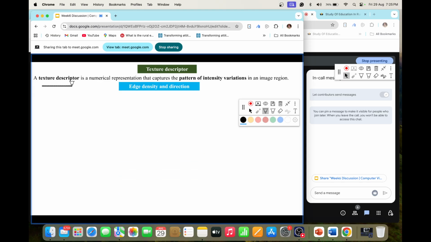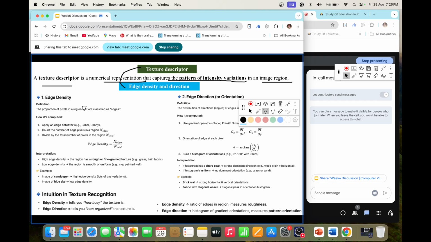So what is a texture descriptor? It is a numerical representation that captures the pattern or intensity variation in an image region. Okay, pattern of intensity variations. The first type of texture descriptor is edge density and direction.